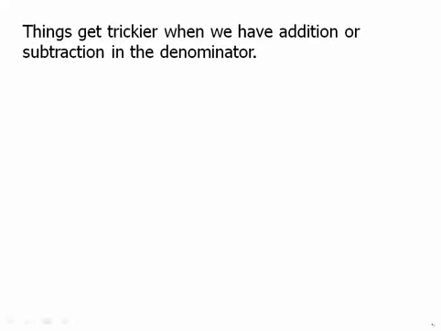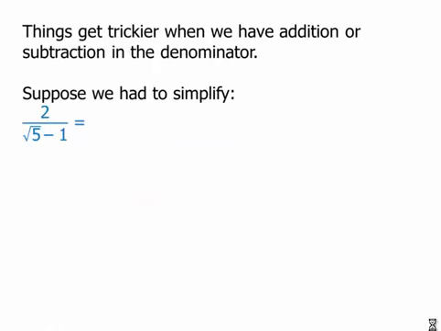Things get trickier when we have addition or subtraction in the denominator. So suppose we had to simplify something like 2 divided by the quantity root 5 minus 1. Well, what we have been doing is not going to work here.